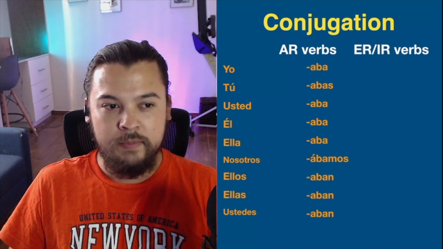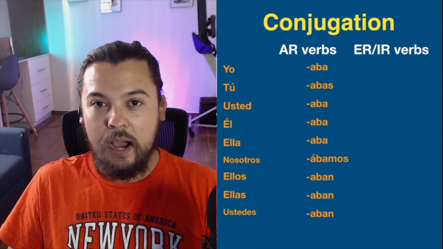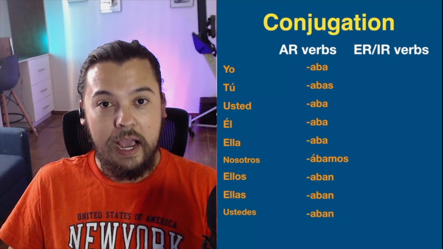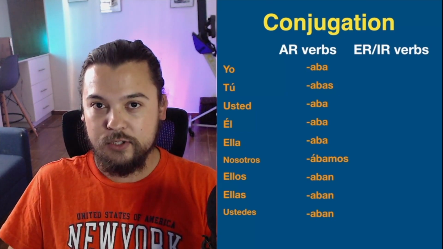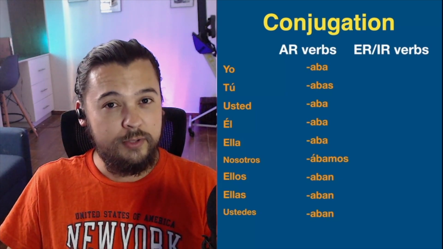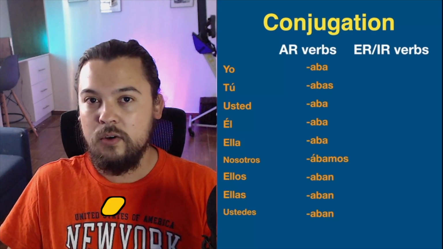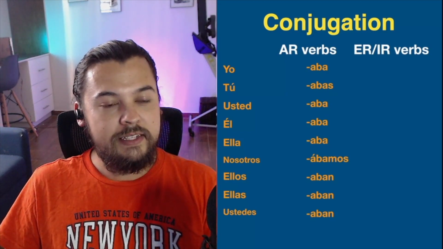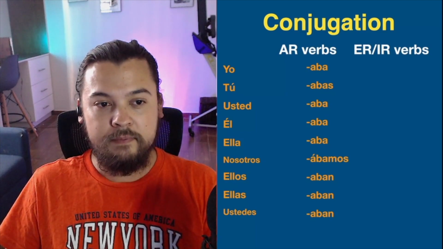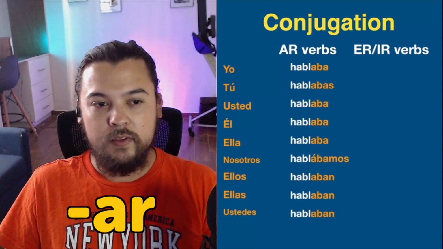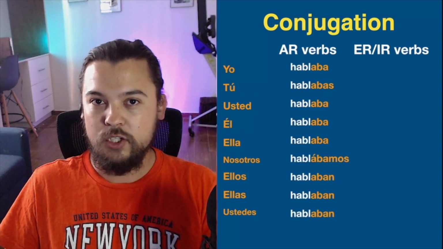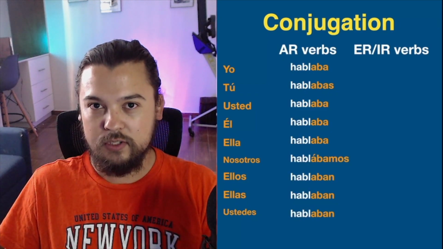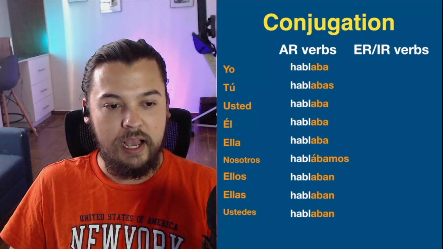-aba for yo, -abas for tú, -aba for usted, él and ella, -ábamos, and -aban for nosotros and ellos. Notice that in the nosotros form, you have an accent or a tilde, once again, on the first A. So let's say that you have the verb hablar. Removing the AR, you will have hablaba. Yo hablaba. Tú hablabas. Él hablaba. Nosotros hablábamos. And ellos hablaban.